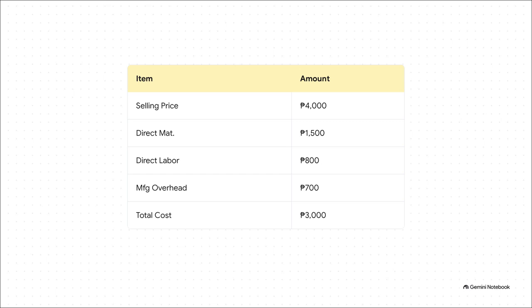The prompt usually drops a hint like, most of the manufacturing overhead is fixed. If you just grab that 3,000 peso total unit cost as your baseline, you've already lost. You absolutely must strip out that fixed portion because, as we just learned, it's completely irrelevant.